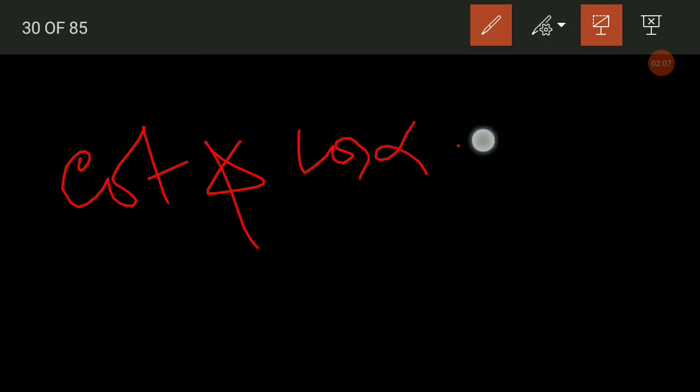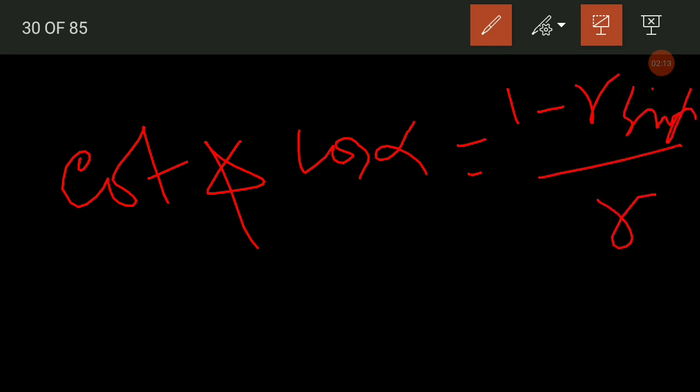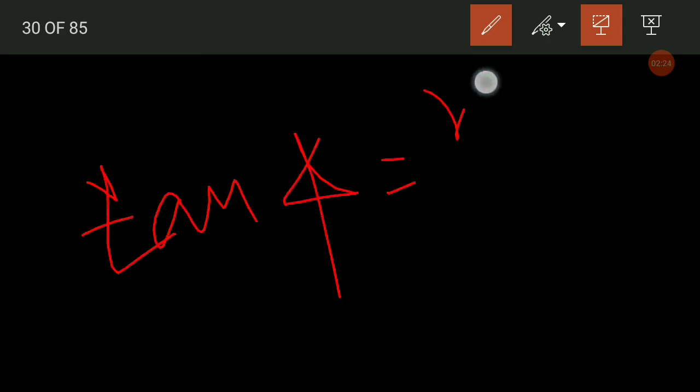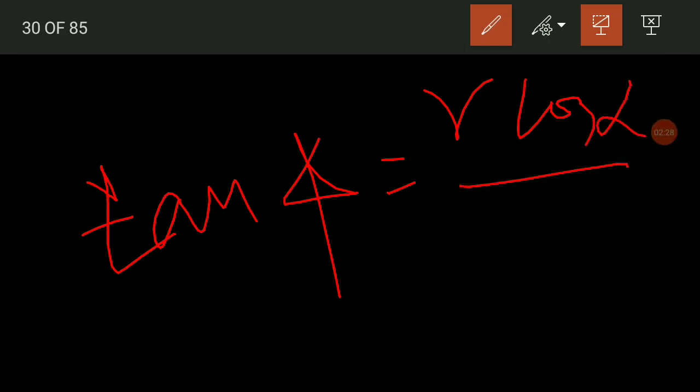Now if you just rearrange this, again you can write cot phi cos alpha equal to 1 minus r sin alpha by r. Okay, again if you rearrange this r and this r, you will get finally tan phi equal to r cos alpha by 1 minus r sin alpha.